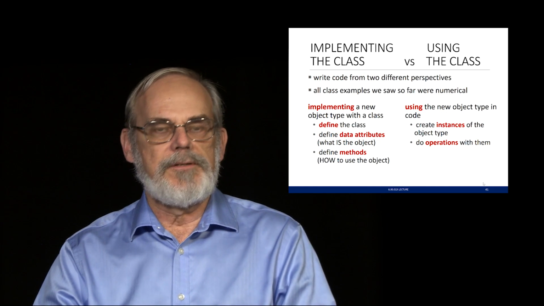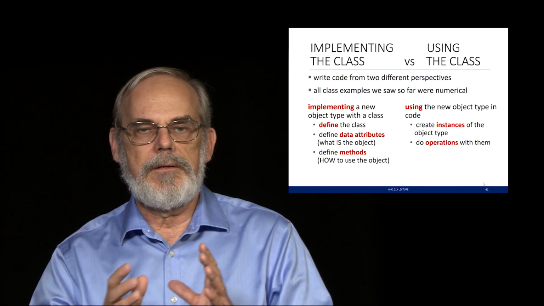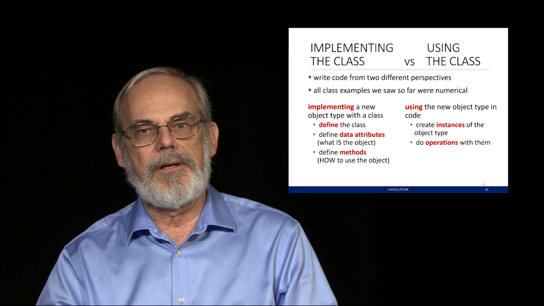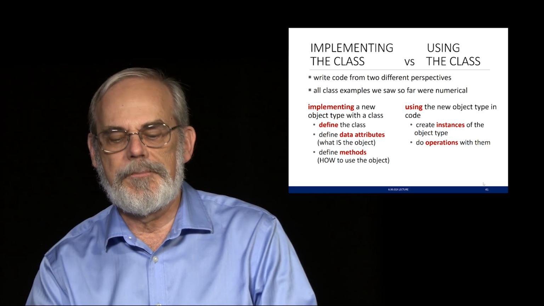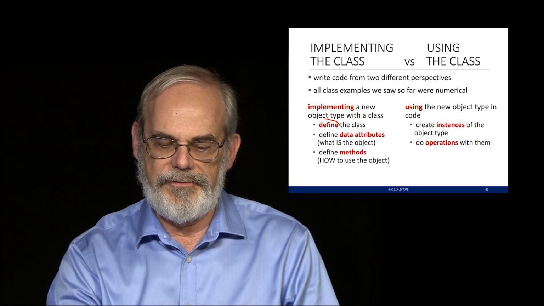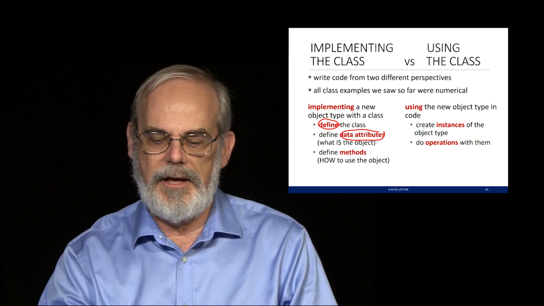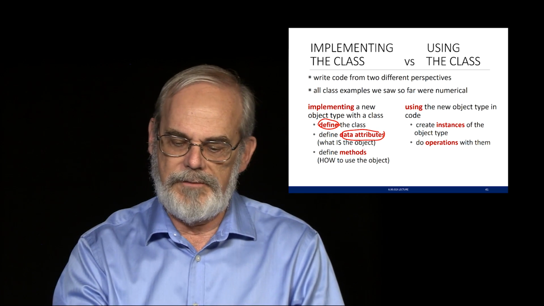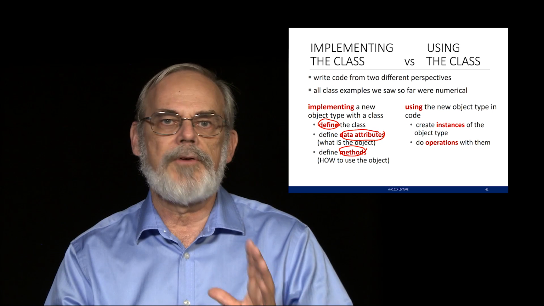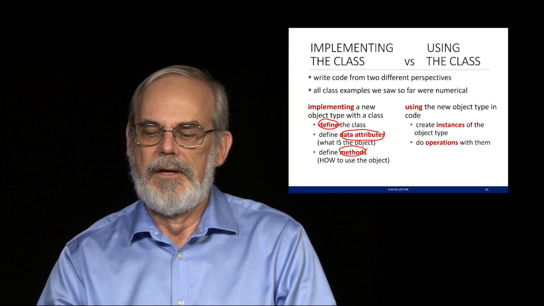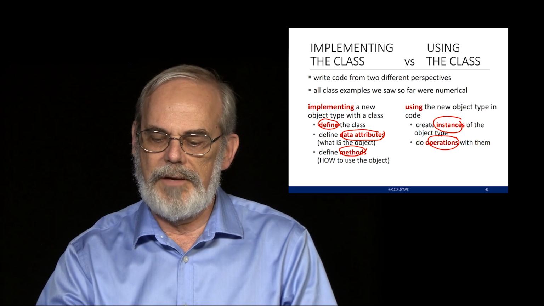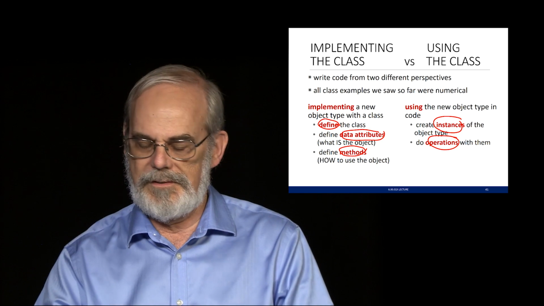We have already talked about this idea, but I want to remind you again that we want to distinguish between implementing the class and using the class. And when you think about it, I'm really writing code from two different perspectives. I'm thinking about how do I implement a new object type. There I define the class, I define the data attributes, what is the object, and I define the methods. How do I want to use the object? And I do that before I ever have a particular version of it around, so that when I use the class, I can simply create instances and just use the operations, again, without thinking about what's inside of them.